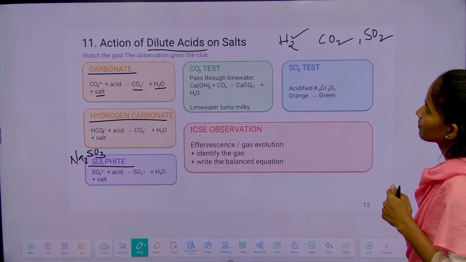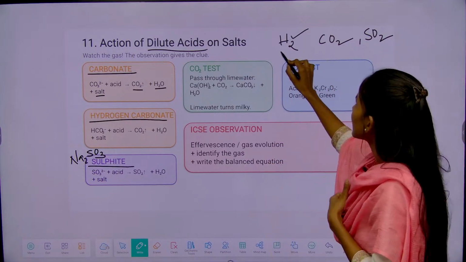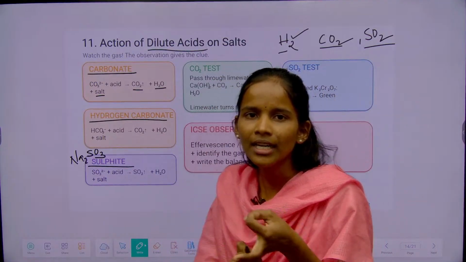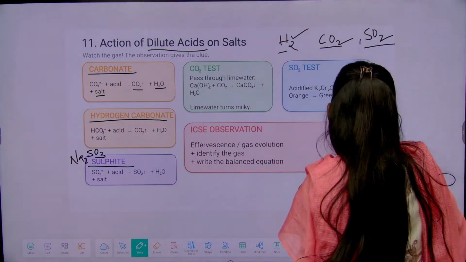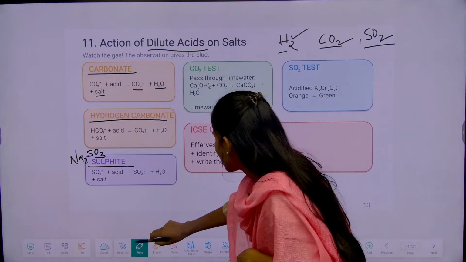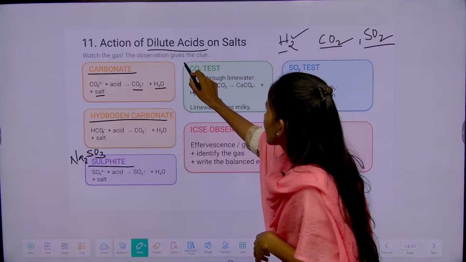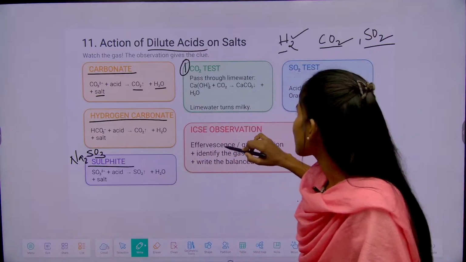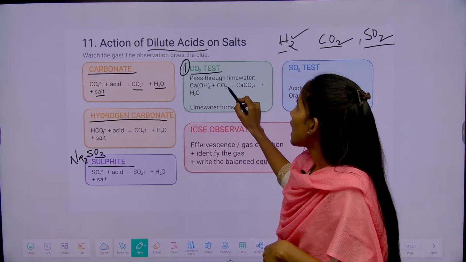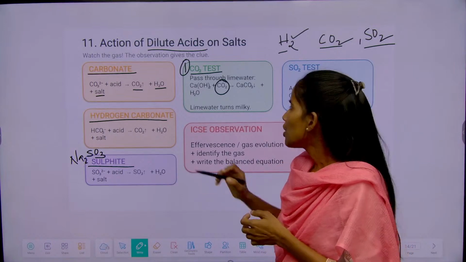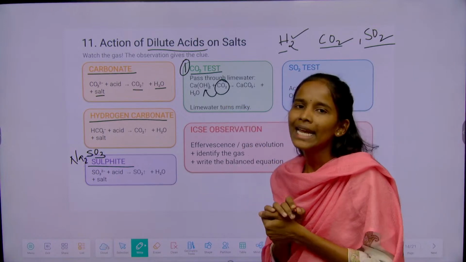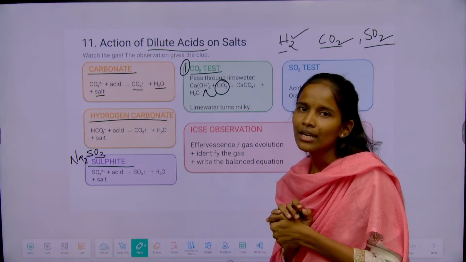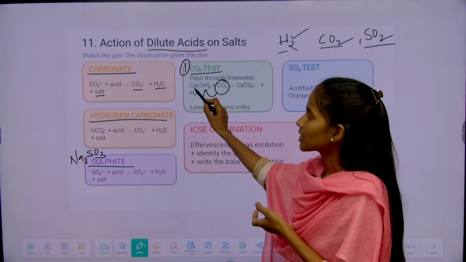How to find? See, we have 3 different confirmation tests, for hydrogen gas, for carbon dioxide gas and for sulfur dioxide gas. First one, in any reaction, in order to check whether carbon dioxide gas is released or not, the first test is that we have to allow the carbon dioxide gas to pass through a slaked lime solution, which is Ca(OH)2. Ca(OH)2 we will call slaked lime, calcium hydroxide.